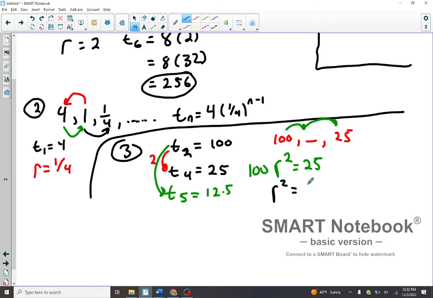So R squared equals, I want to get R squared by itself. So R squared equals 1/4. So you always put the first term that you do have and the last term that you multiply by R.